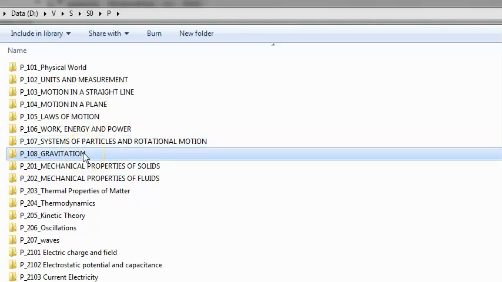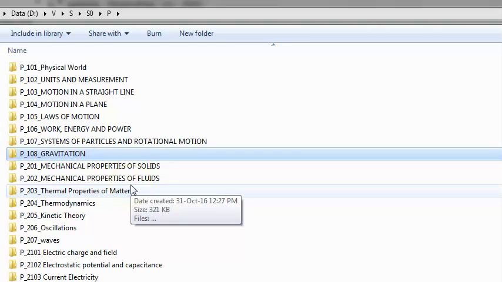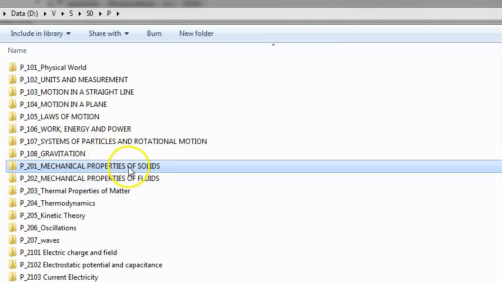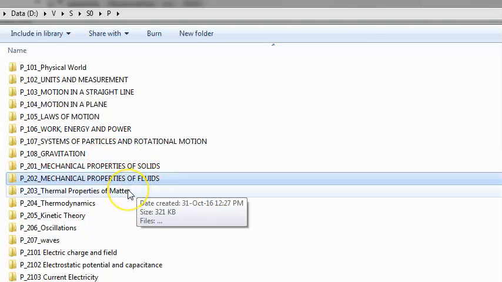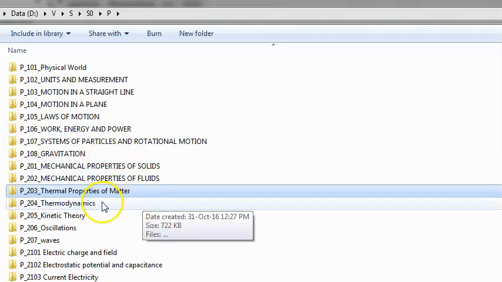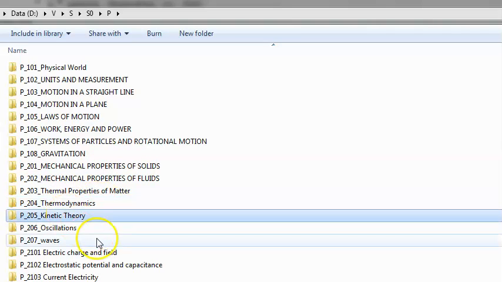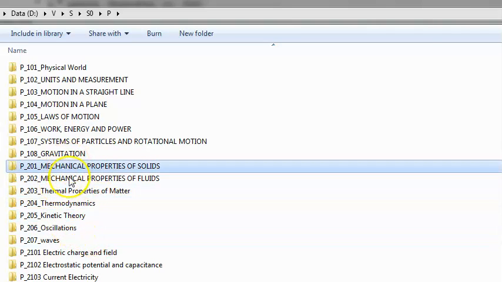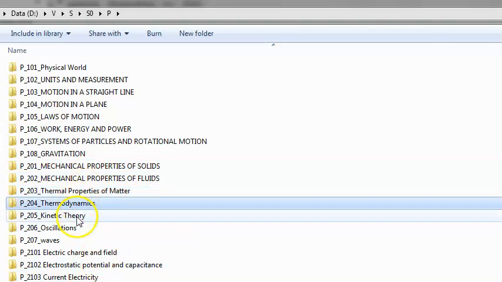Gravitation, you will have a lot of sums, like it's coming down at this much speed. All that you should know, right? Mechanical properties of solids, mechanical properties of fluids, thermal properties, thermodynamics, kinetic energy. All these are from here. It is 12th class chapters.